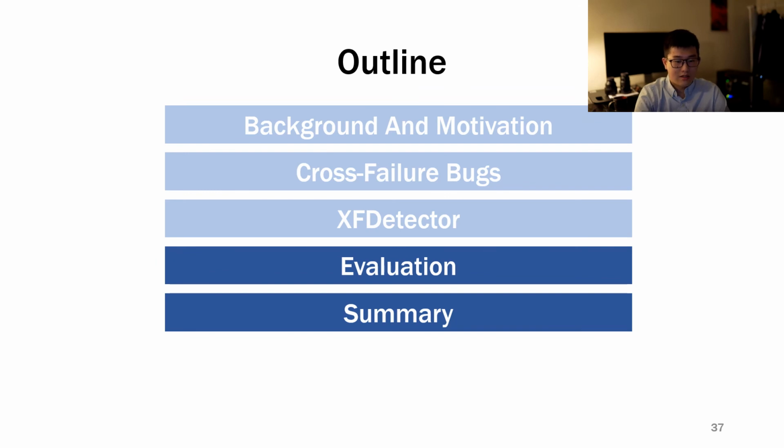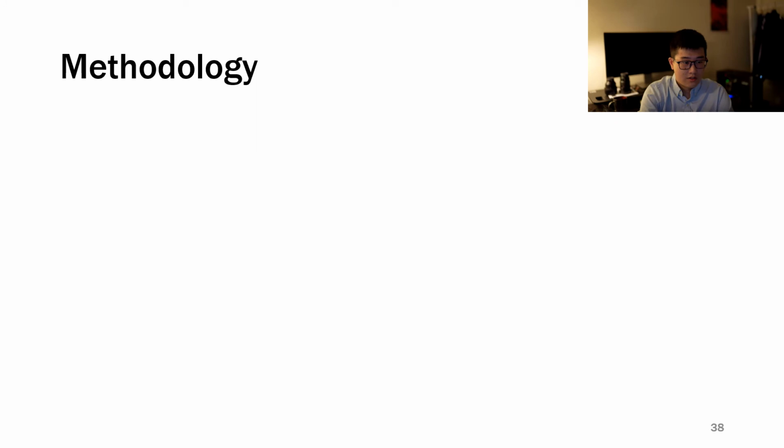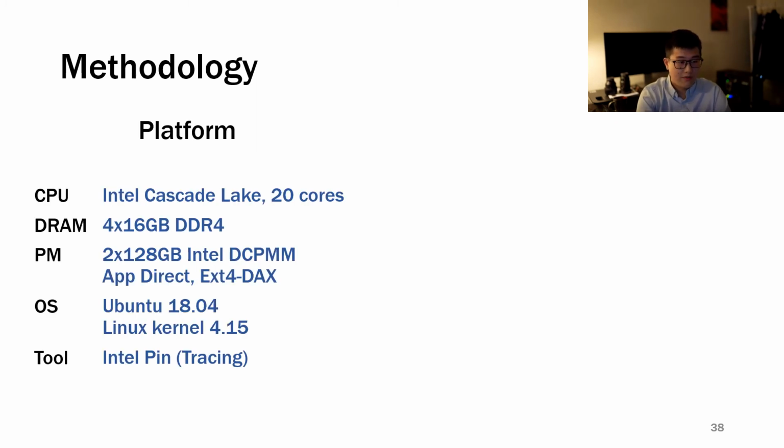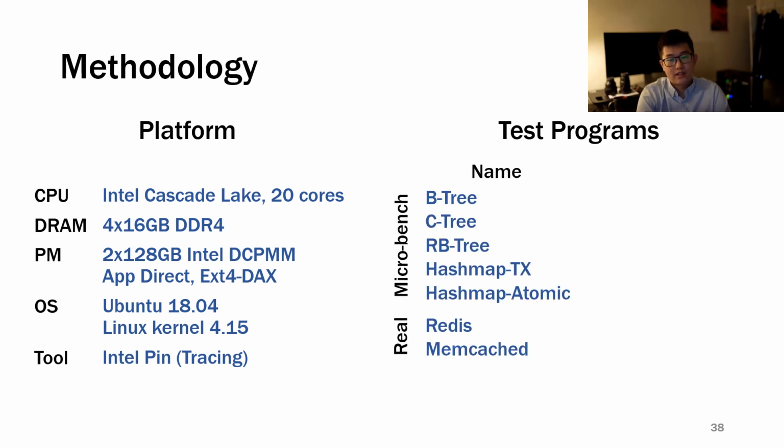And now let's take a look at the evaluation of performance and capability of detection. The methodology of the evaluation is as follows. We have a platform using Intel's latest Cascade Lake and DC persistent memory. We use Intel's Pin tool to trace the pre-failure and post-failure traces for detection. And the test program includes the micro benchmarks from Intel's PMDK library, and also two real-world databases, Redis and Memcached, which are also based on PMDK.